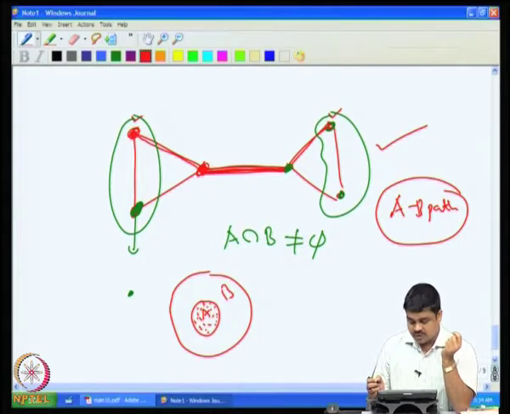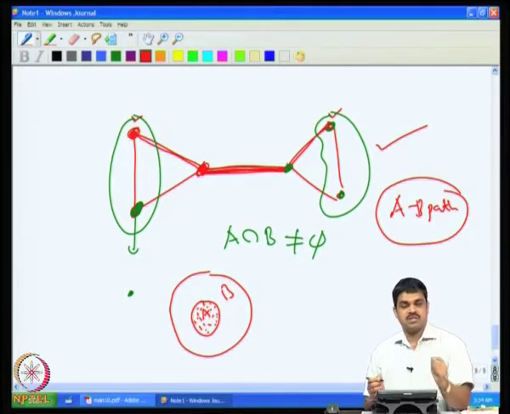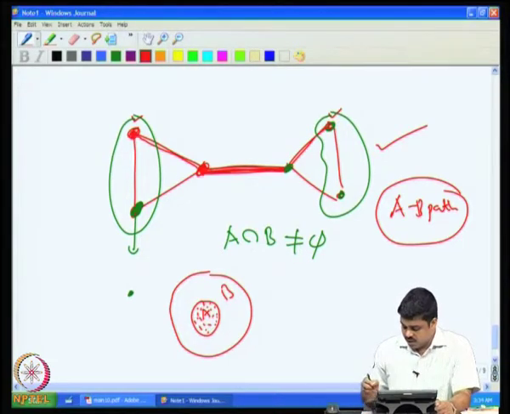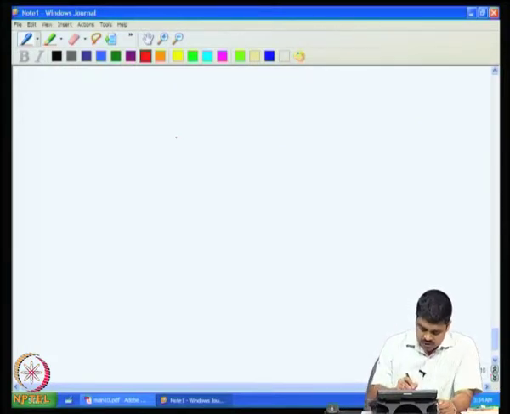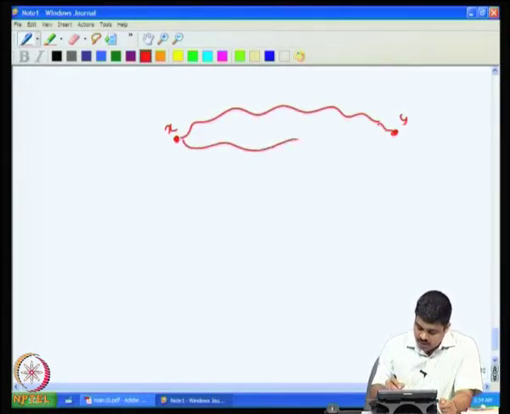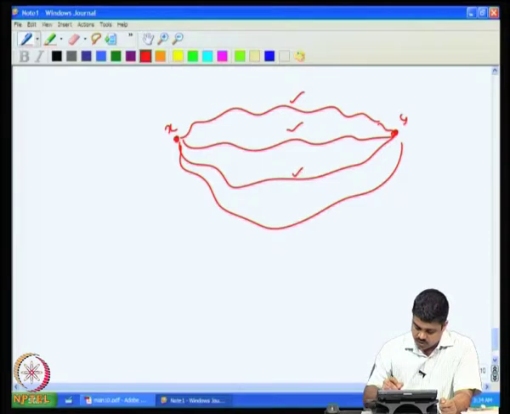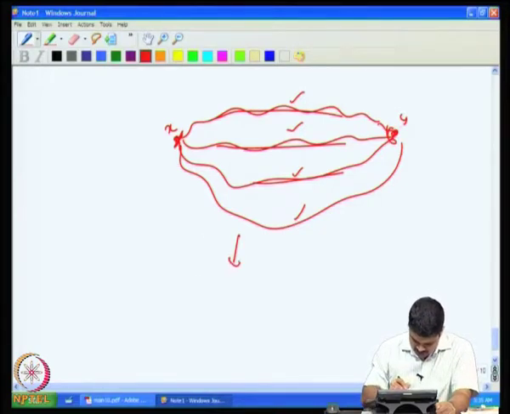Whenever we say AB paths, like in Menger's theorem, we were interested in the number of internally vertex disjoint paths between two vertices. Here we have converted the notion to sets, whereas in that case there were two vertices X and Y. We were interested in the maximum number of internally vertex disjoint paths between X and Y in the graph. So how many are possible? The only condition was that it should be internally vertex disjoint. The only common vertices are X and Y. Here we have generalized it to some sets.